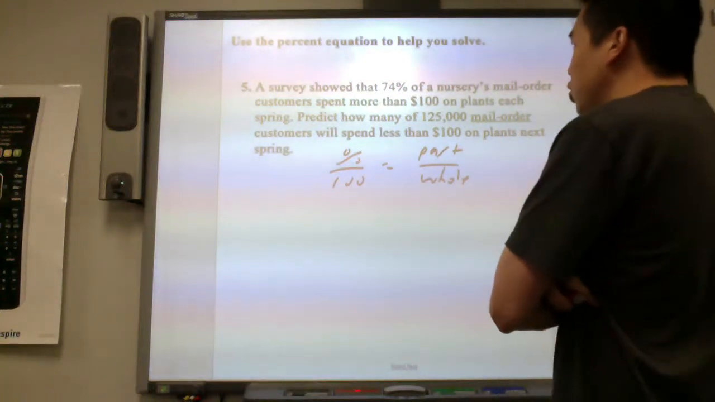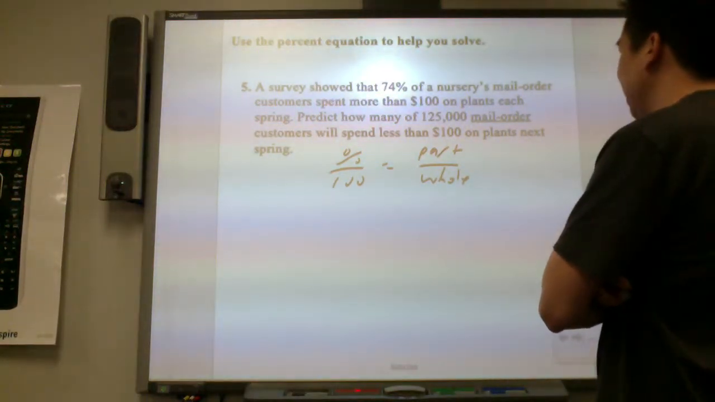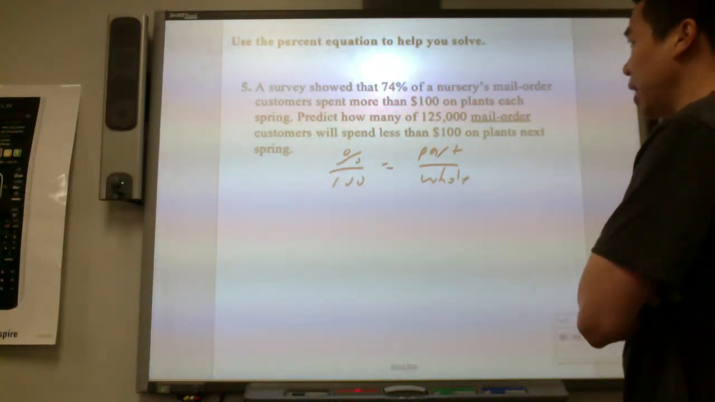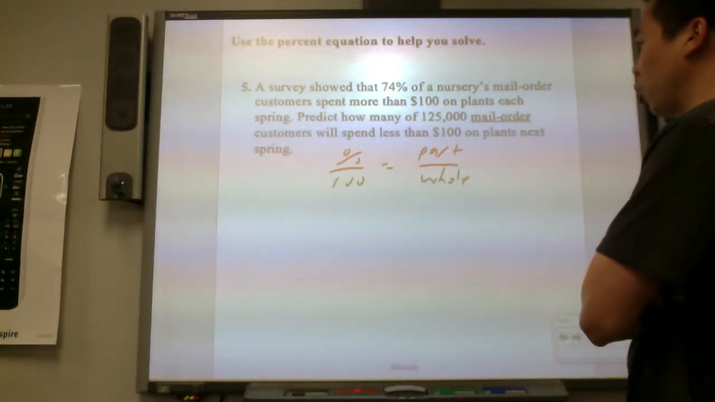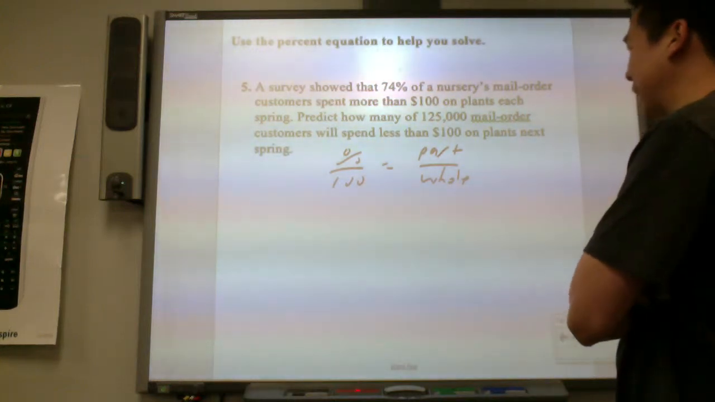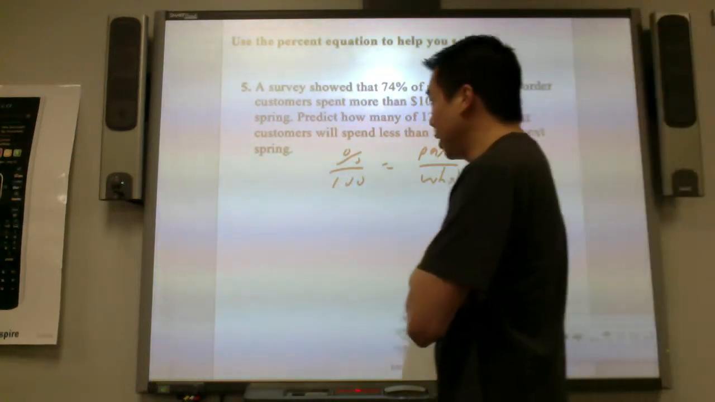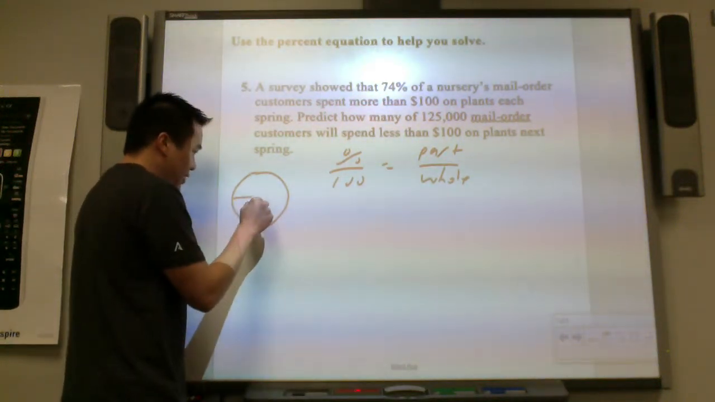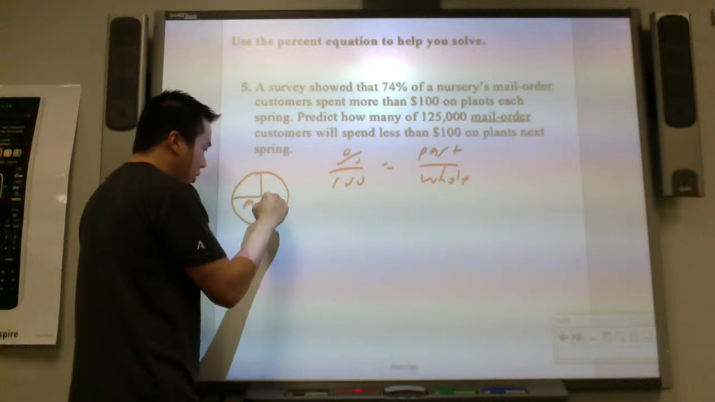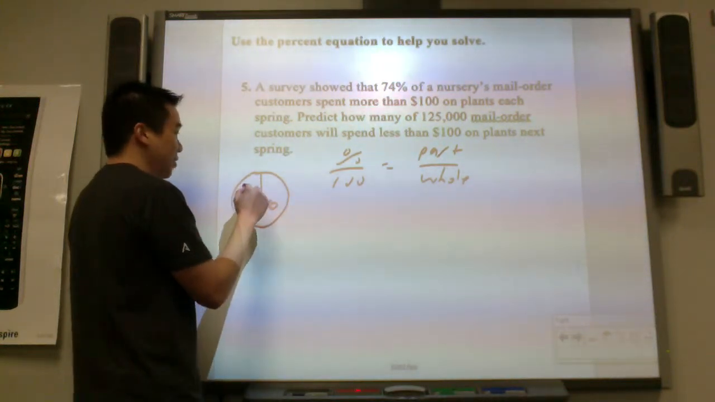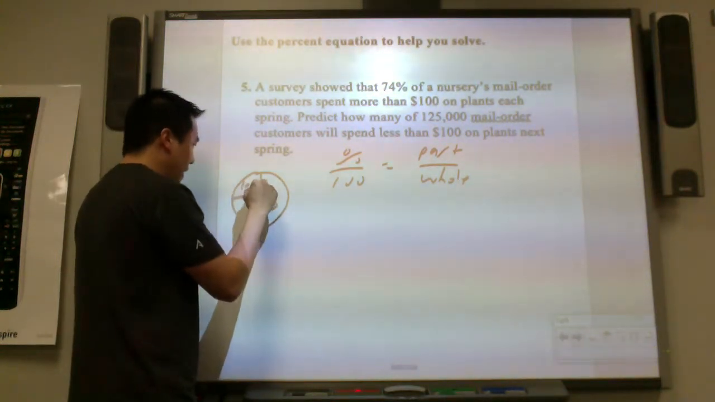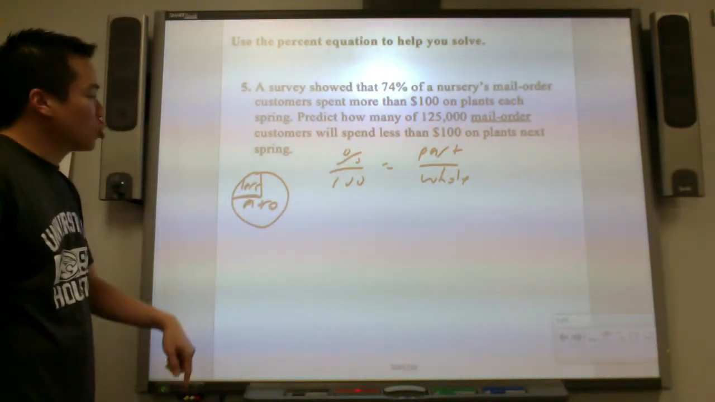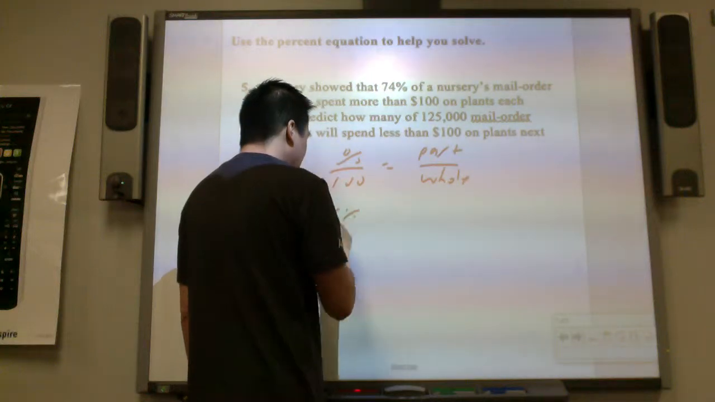All right, a survey showed that 74% of a nursery's mail order customers spent more than $100 on plants each spring. Predict how many of the 125,000 mail order customers will spend less than $100. Less than. So, let's see. If this is a circle, if 74% spent more, that means 26% spent less.